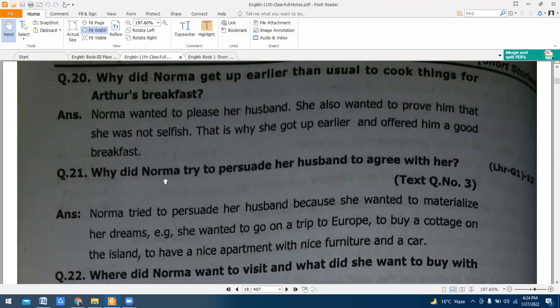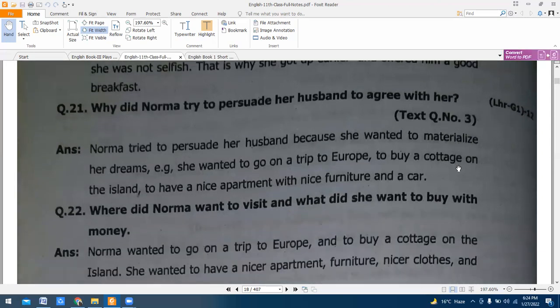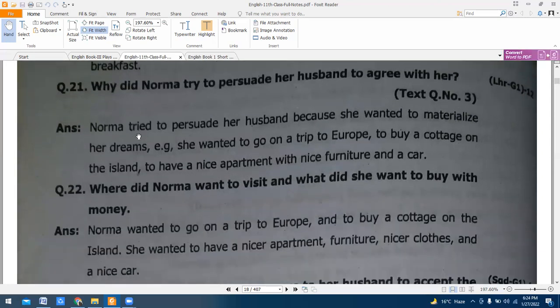Why did Norma try to persuade her husband to agree with her? Norma tried to persuade her husband because she wanted to materialize her dreams. She wanted to go on a trip to Europe, to buy a cottage on the island, to have a nice apartment with nice furniture and a car.